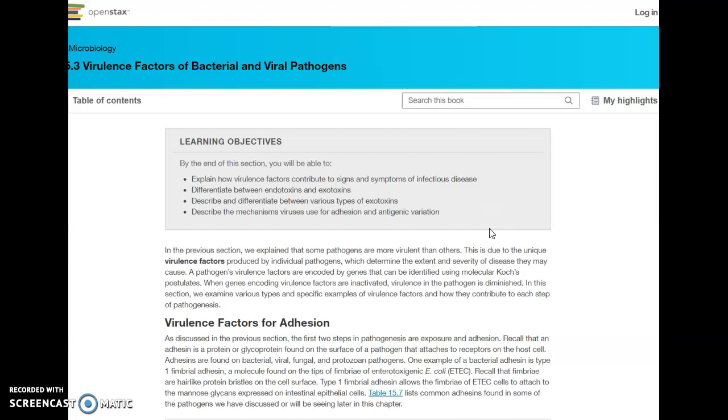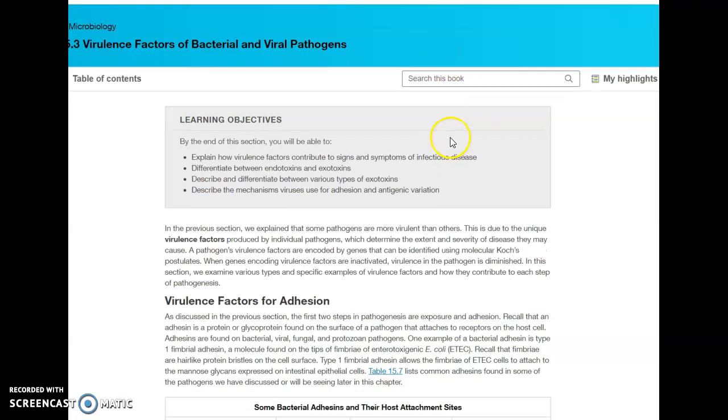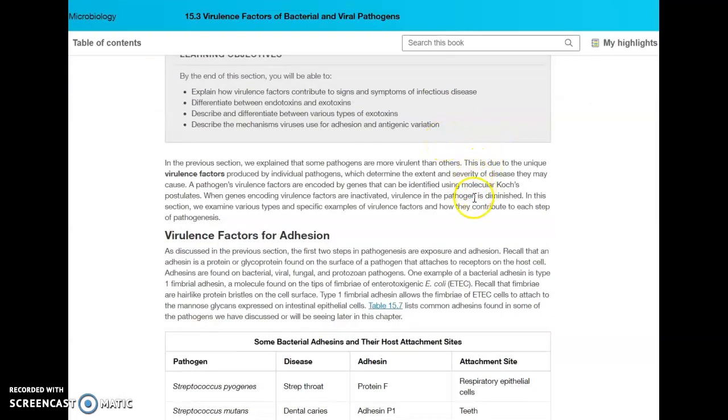The virulence factors are going to come from genes that the pathogen has, either in its chromosome or from a plasmid that it has picked up somewhere along the way. When the genes that encode for virulence factors are inactivated, then their virulence is diminished, and in some cases they may not even be able to cause disease. So what we'll look at in this section are the virulence factors of bacterial and viral pathogens, and in the next section we'll get to the virulence factors of eukaryotic organisms.